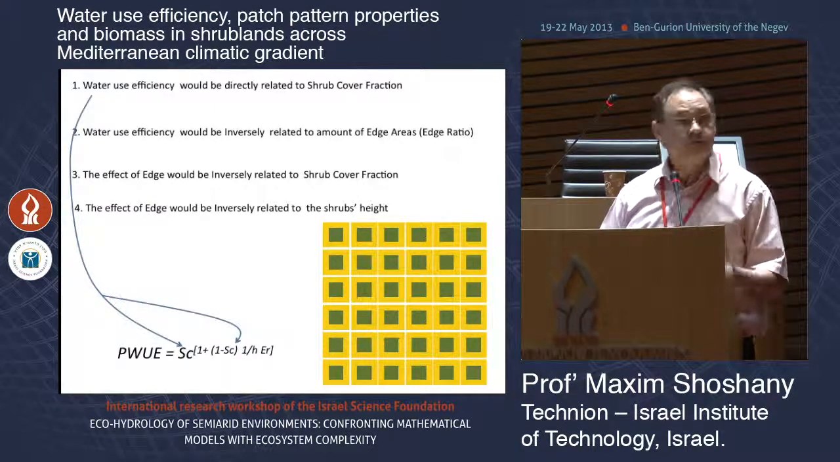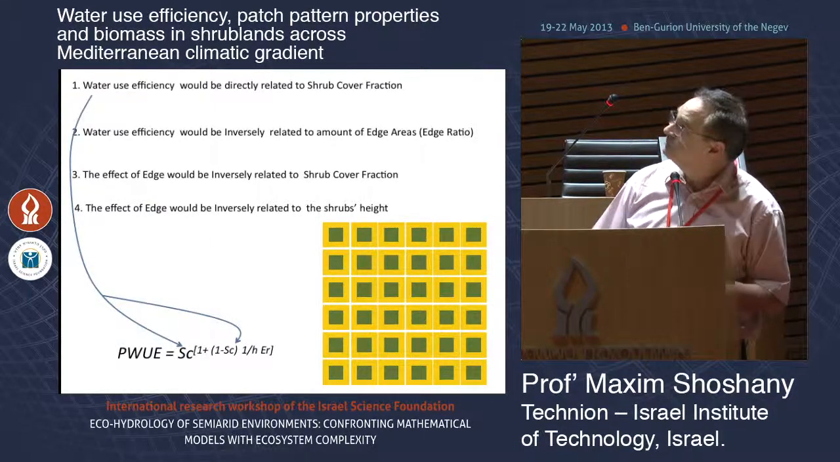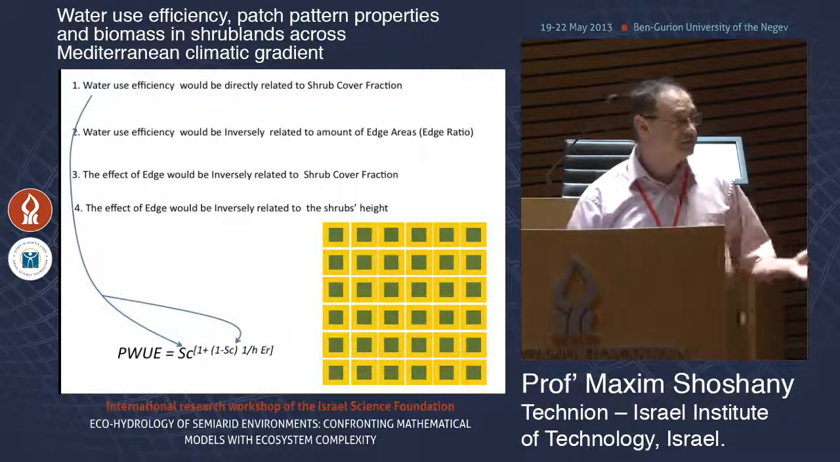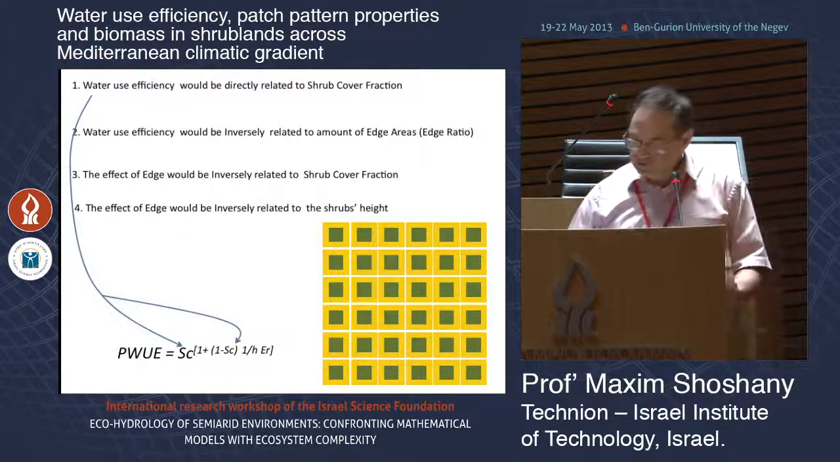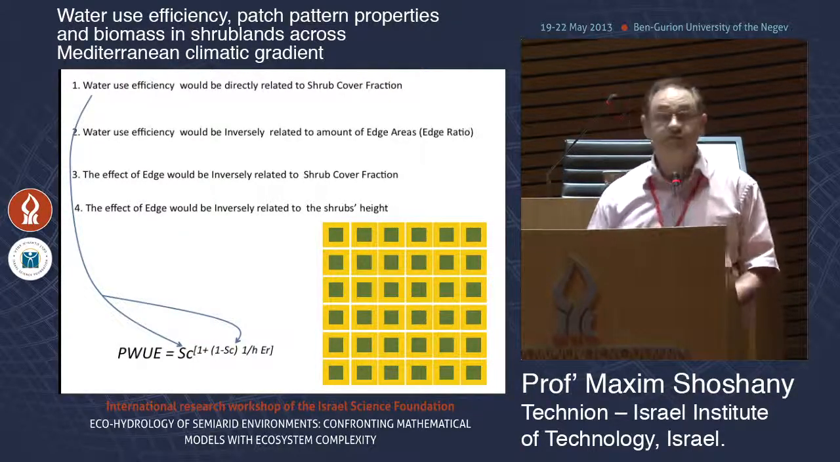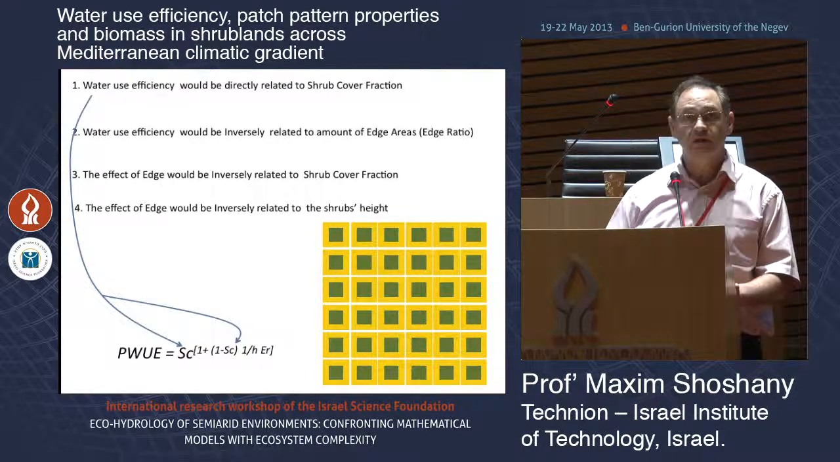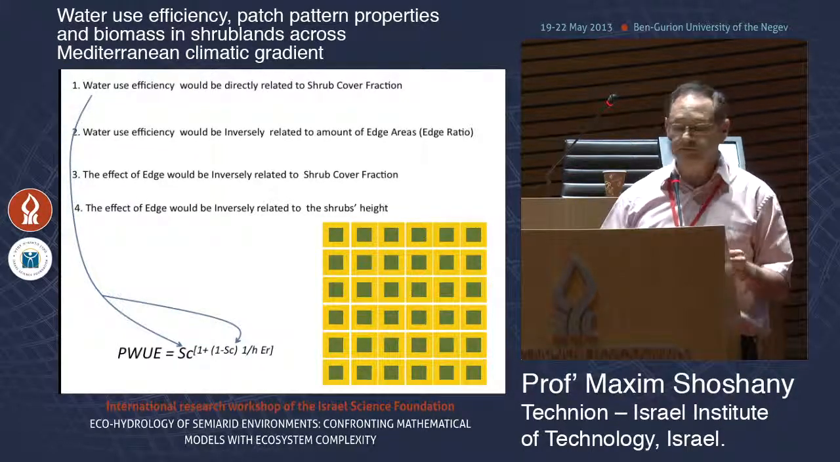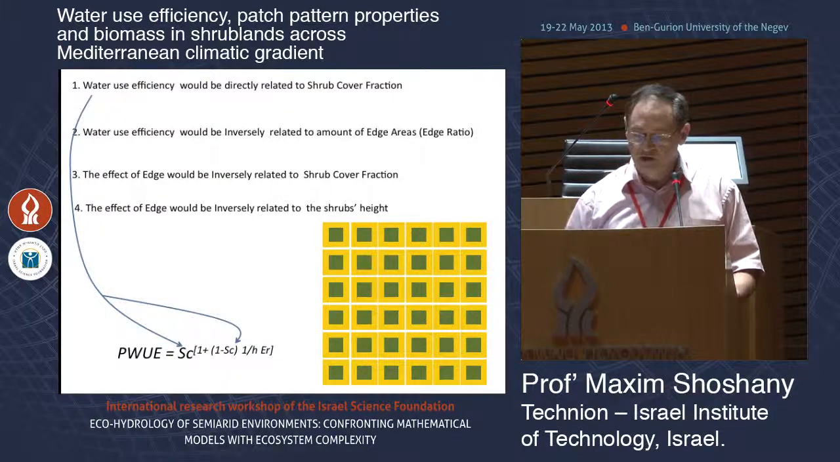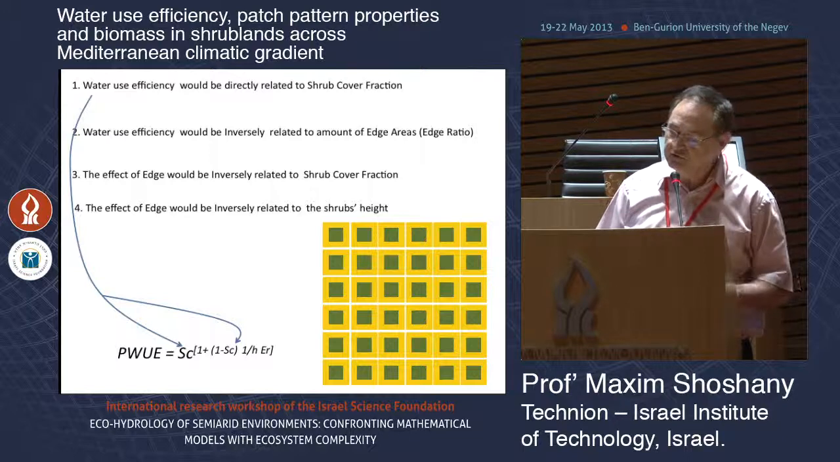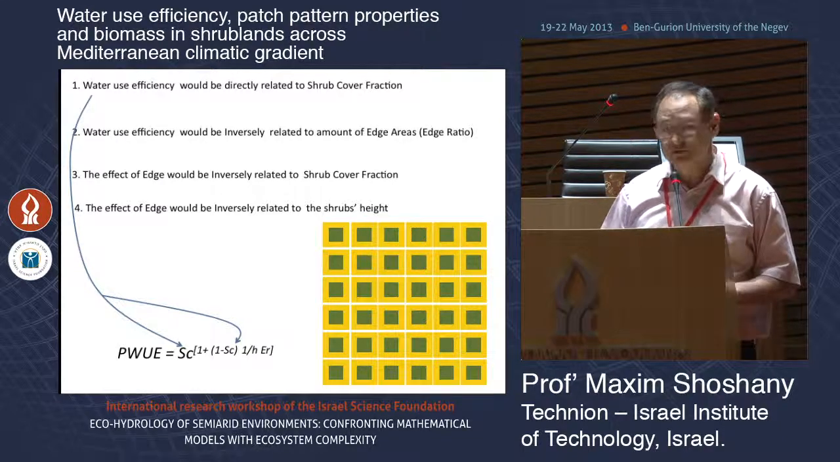So we can generalize first that water use efficiency would be directly related to shrub cover fraction. That's very simple, the amount of rain intercepted by the shrubs. So that's first. And then water use efficiency would be inversely related to the amount of edge areas because we have less productivity in the edge areas. The effect of the edge would be inversely related to the shrub cover fraction.